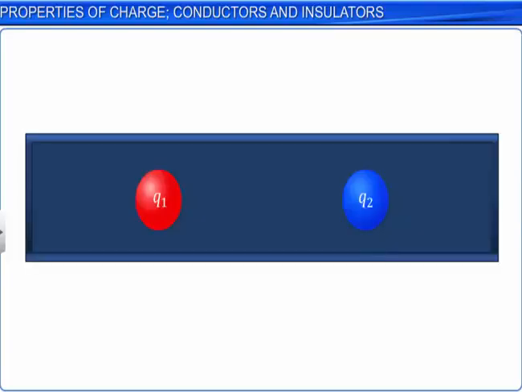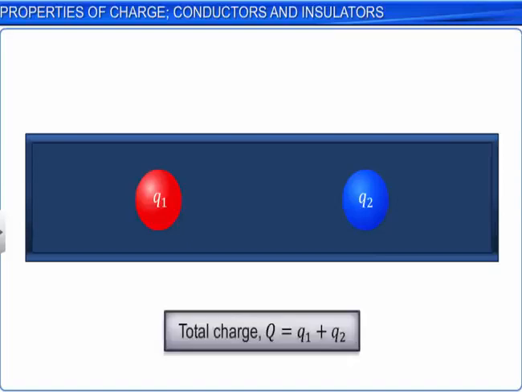Let us illustrate this with an example. Consider a body carrying a charge, say Q1. We add another charge Q2 to this body. Now, the total charge on the body is the algebraic sum of both charges. That is, total charge Q is equal to Q1 plus Q2.